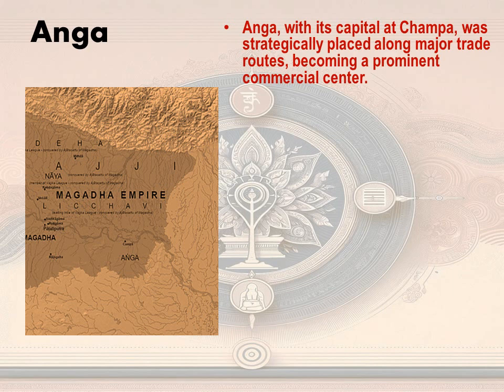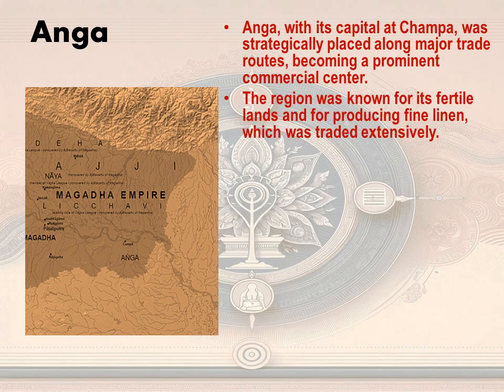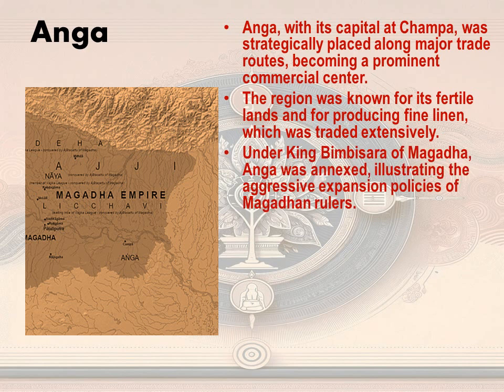So Anga was very close to Magadha. You can see in the map, and it was a very important commercial center. The region was known for its fertile lands and for producing fine linen, which was traded extensively. You can see this is on the banks of the Gangetic plains, on the banks of the Ganga river. So it was very fertile, agricultural production was very high in Anga, and it was also most important for the fine production of linen.